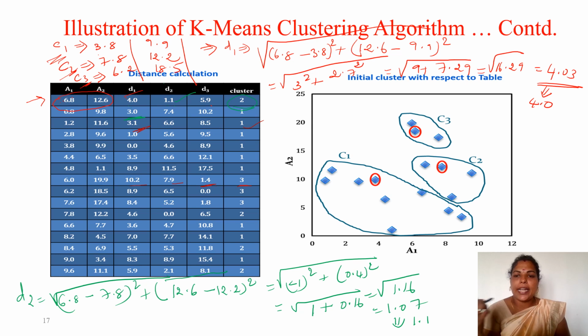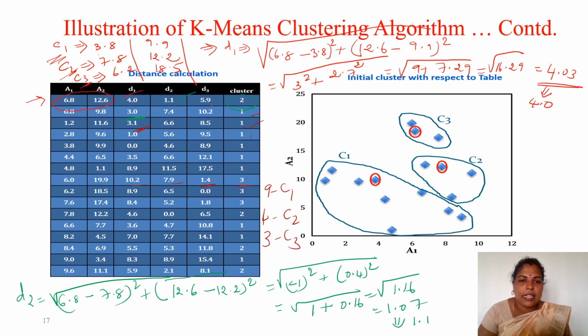After finding the distance between each and every record and the cluster centers, we group the records into different clusters. Totally we have 3 clusters. In the first cluster we have 9 records, in cluster 2 we have 4, and in cluster 3 we have 3. So totally 16 records: 9 in C1, 4 in C2, and 3 in C3.